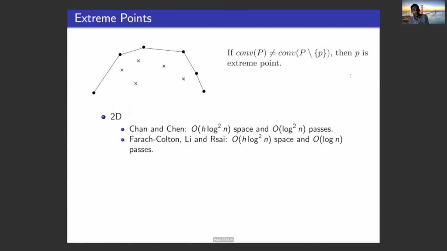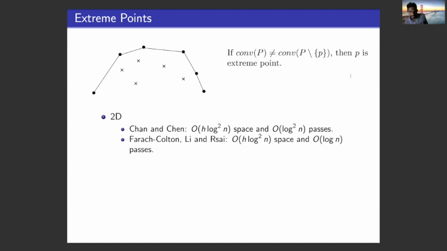In the second half of the paper, we use the same framework to study the extreme points problem. I'll just briefly go over the results. So what are extreme points? In 2D, it's very easy to define. You're given a bunch of points, you compute their convex hull, and all the input points which you see on the convex hull here on the left, the ones in black discs, those are the extreme points. And the crosses that you see are not extreme points.